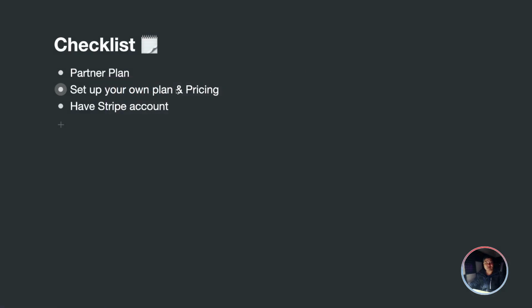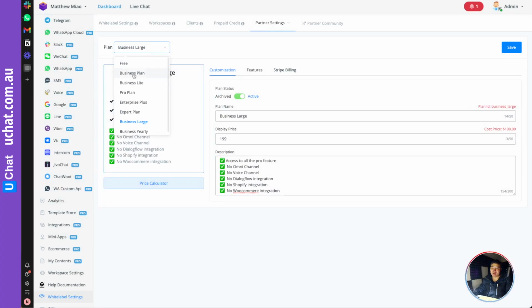Now, the second thing is you need to set up your own plan and your own pricing. As a UChat partner, we offer you 3 default plans. For example, we have the business plan, the business light, and the business large. Those are the 3 default plans we offer. And you can see the business plan has limits of 1 bot, 1,000 bot users, 5 members, and the cost price for that is $10.